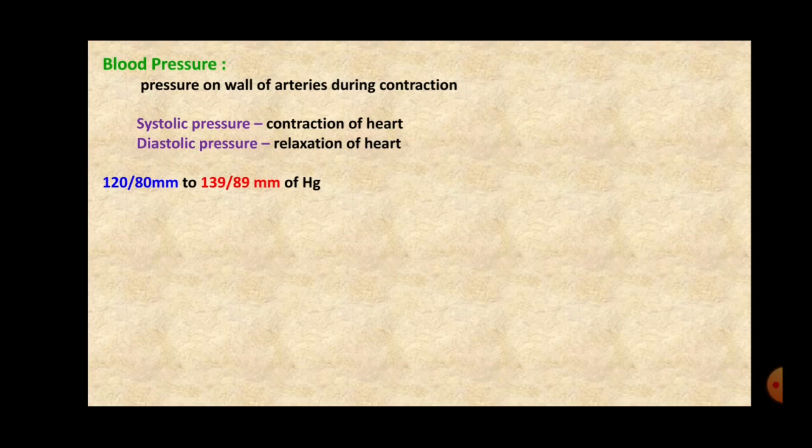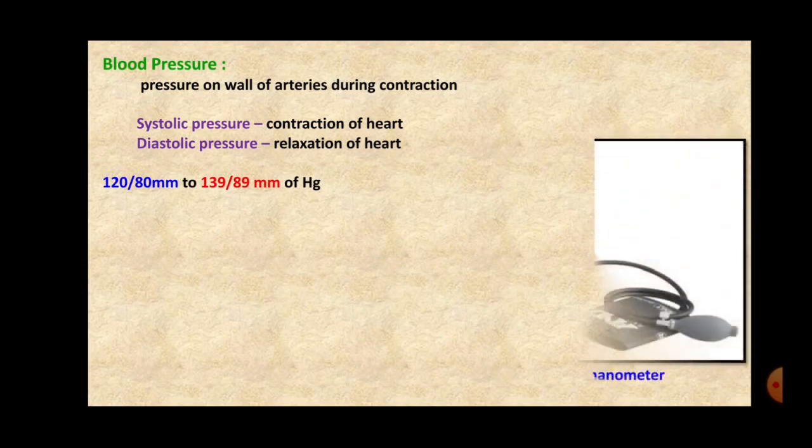So, the normal blood pressure of a person is said to be 120 upon 80, and it can go up to 139 upon 89, which is a normal blood pressure. Now, 120 is the systolic pressure and 80 is the diastolic pressure.